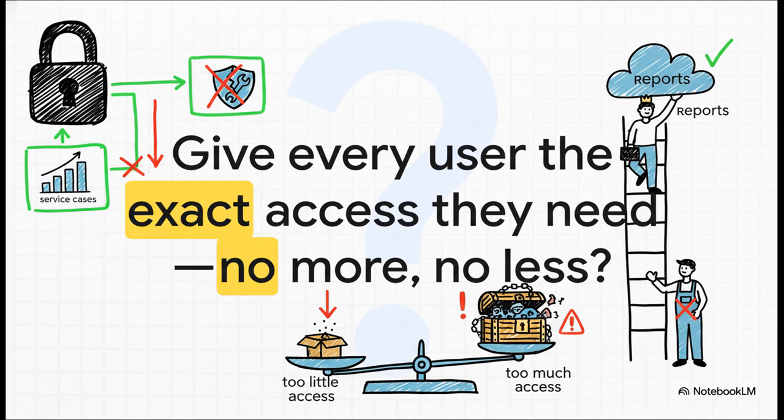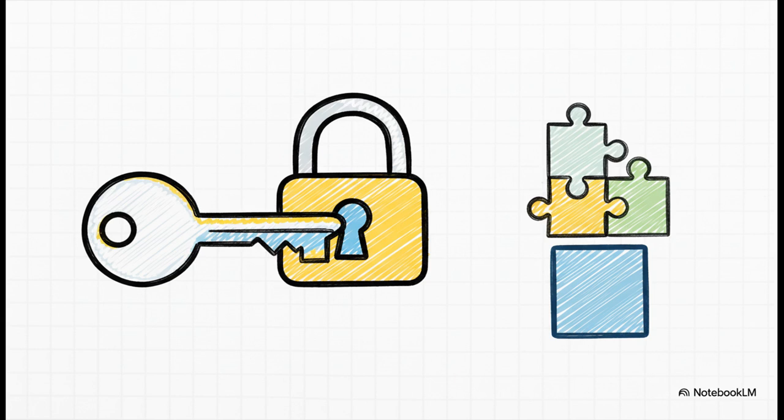I mean, if you give too little access, work just grinds to a halt. But give too much, and whoa, you've got a massive security problem on your hands. So, the name of the game here is precision. And thankfully, Salesforce gives us two main tools to solve this puzzle. They are the core building blocks of user access: profiles and permission sets. We're going to start with profiles.